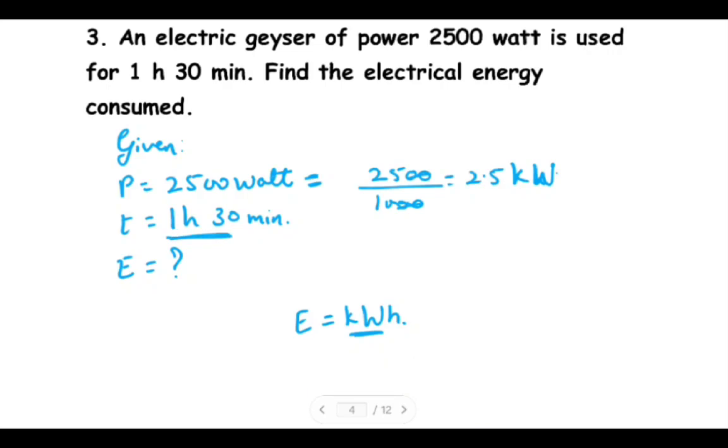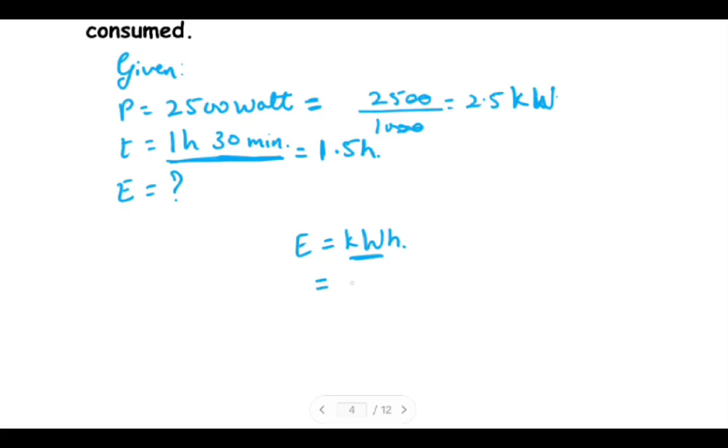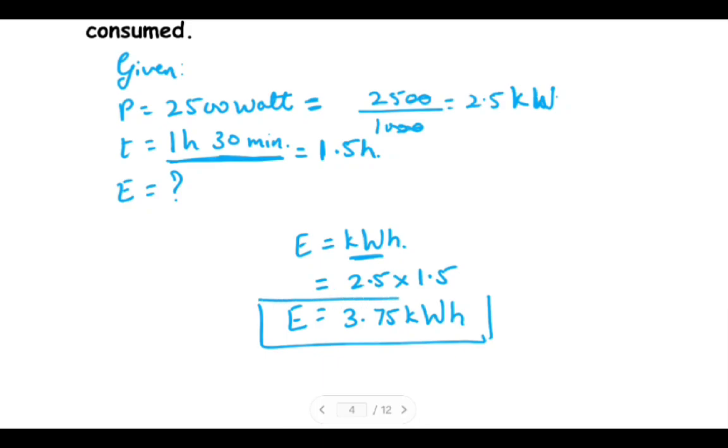Now, I can't use the time like that. So I need to convert the 30 minutes part into hours again. So 30 minutes is half an hour. So 1.5 hour is how I'm going to write this. So now kilowatt is 2.5 into hour 1.5, which gives me 3.75 kilowatt hour. Very simple. Energy consumed. Very easy.